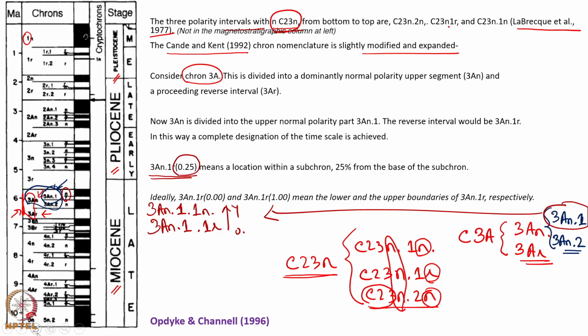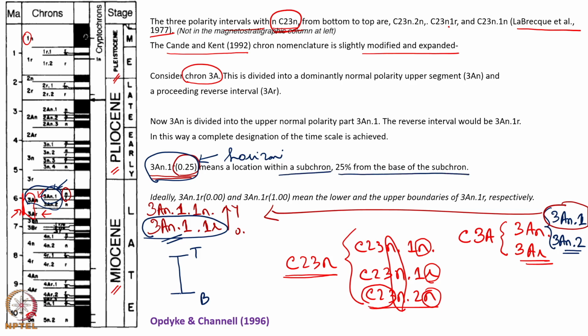That means we are now talking about this particular magnetostratigraphic unit. Suppose this one is expressed with a bottom and a top, then this is actually representing a horizon within the subchron which is 25% from the base of the subchron. That means if the total vertical extent of the rock is 100 units, then at 25 units this particular horizon has been represented by 3An.1r within brackets 0.25.